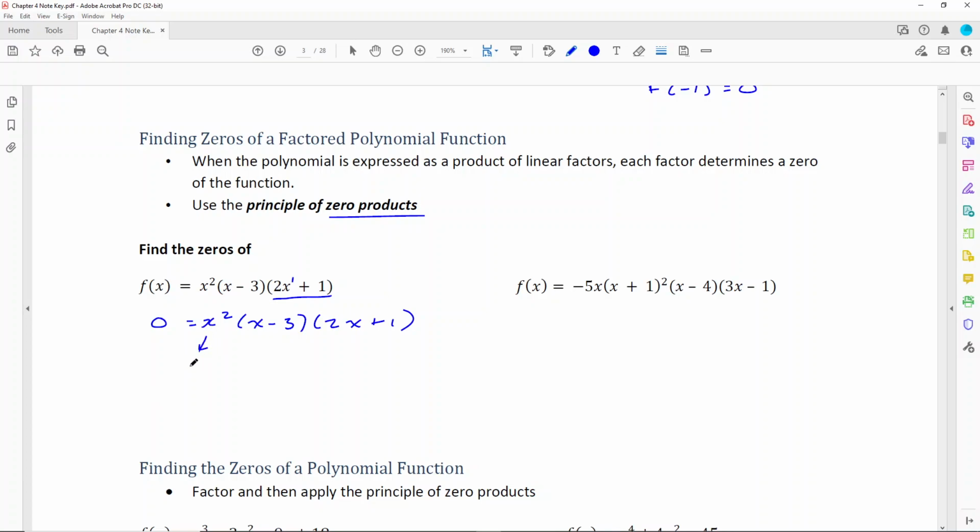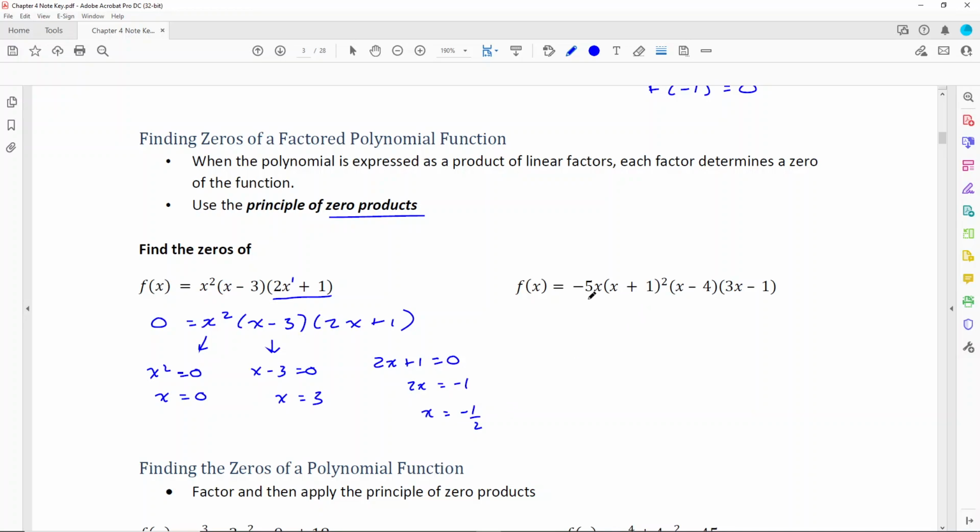So then we take each one. We say, what makes x squared equal to 0? Well, plus or minus the square root of 0 is still just 0. What makes x minus 3 equal to 0? When x equals 3. And what makes 2x plus 1 equal to 0? Well, subtract 1 to get 2x equals -1, and then divide by 2 to get x equals -1/2. So the zeros of this function are 0, 3, and -1/2.